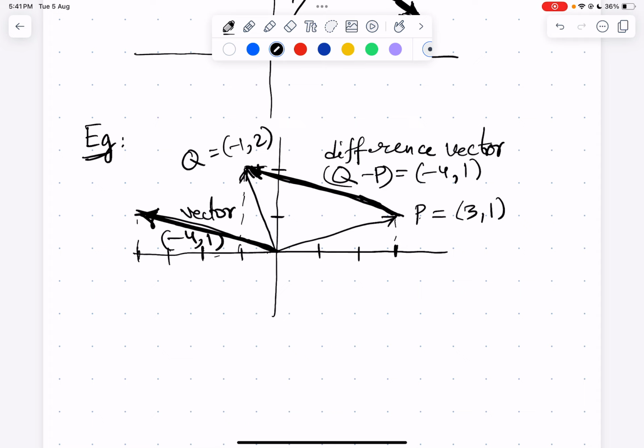So in this example Q is the vector minus 1 comma 2, P is this vector 3 comma 1, and the difference vector is just minus 4 comma 1. This is the geometric intuition of this equation: minus 1 minus 3 comma 1 is minus 4 comma 1. So this is how we interpret the difference of two vectors.